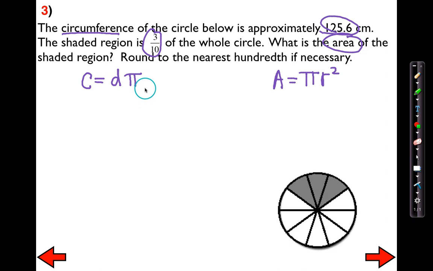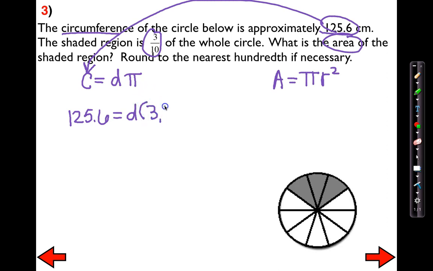So if you've already figured it out, my plan is to solve for diameter, because once I find the diameter, I'd be able to figure out the radius, which will allow me to plug it into my formula here. So let's do that. I'm going to say the circumference is 125.6 because that's what's given, so I'm going to write that in. And that's going to equal the diameter times pi, which I'm going to replace with just 3.14. So in order to solve for d, since this means multiplication, I'm going to have to divide both sides by 3.14.